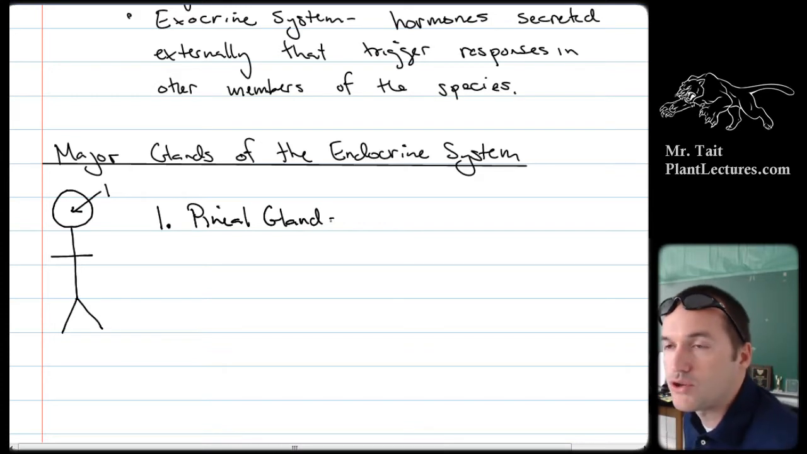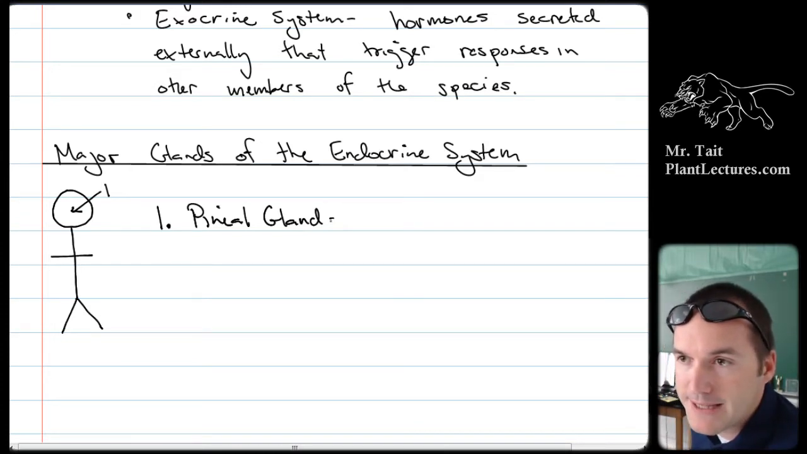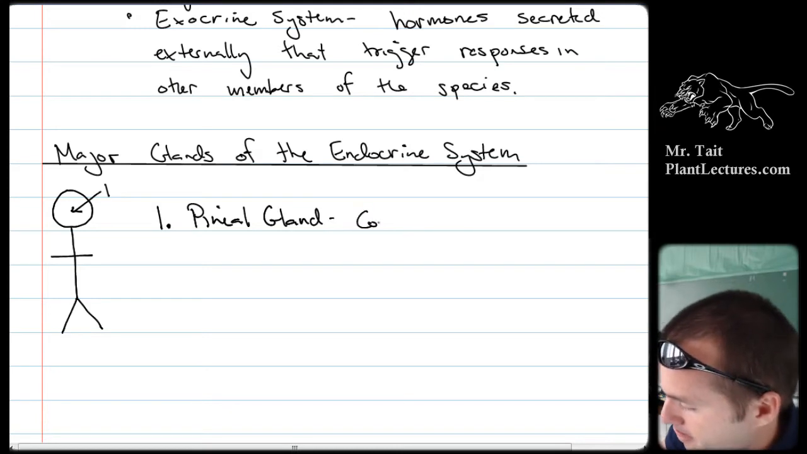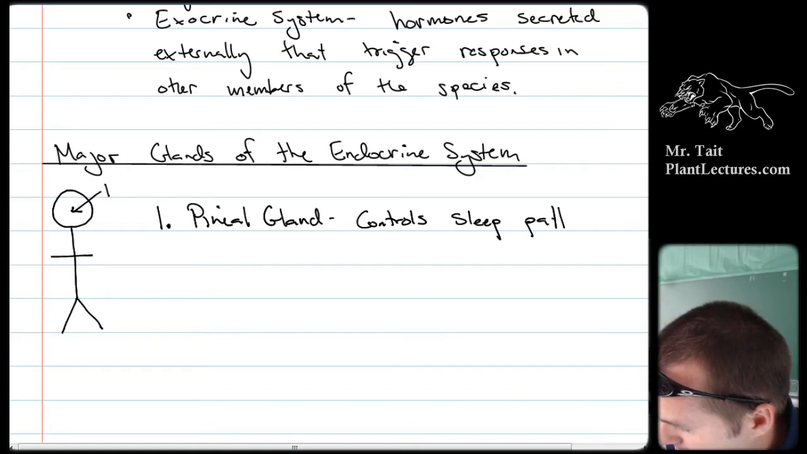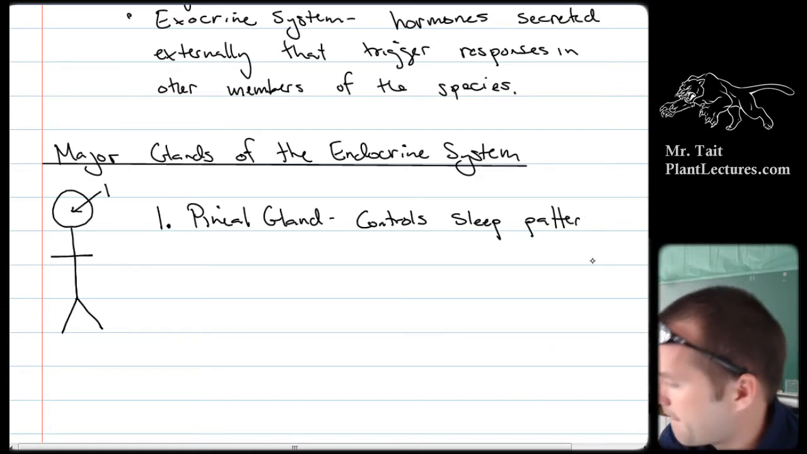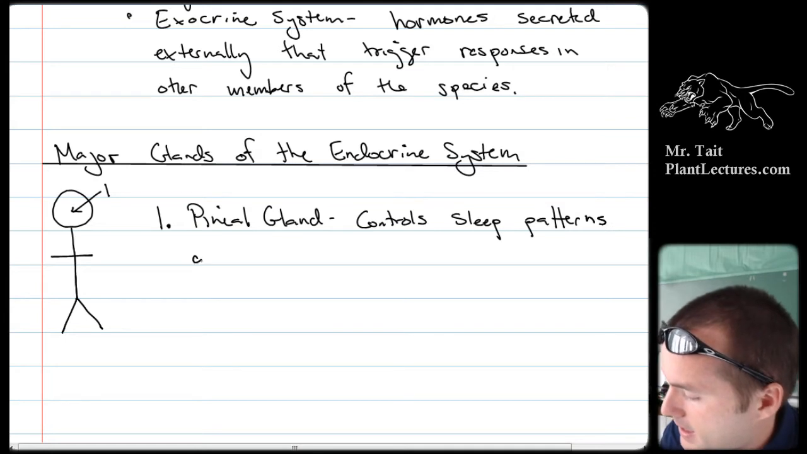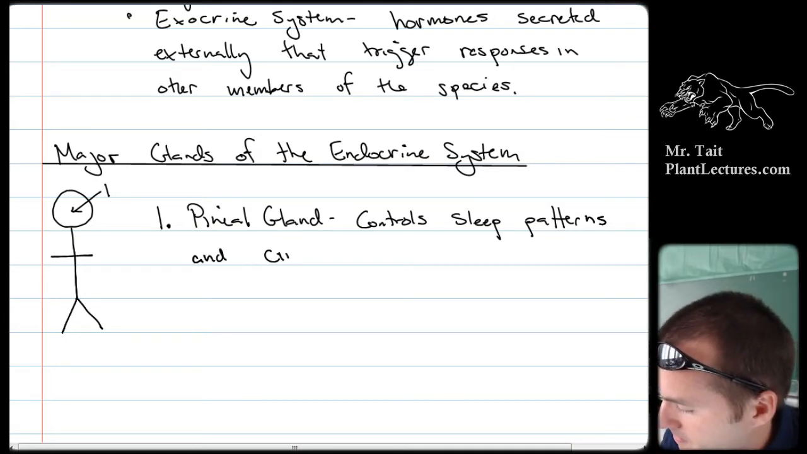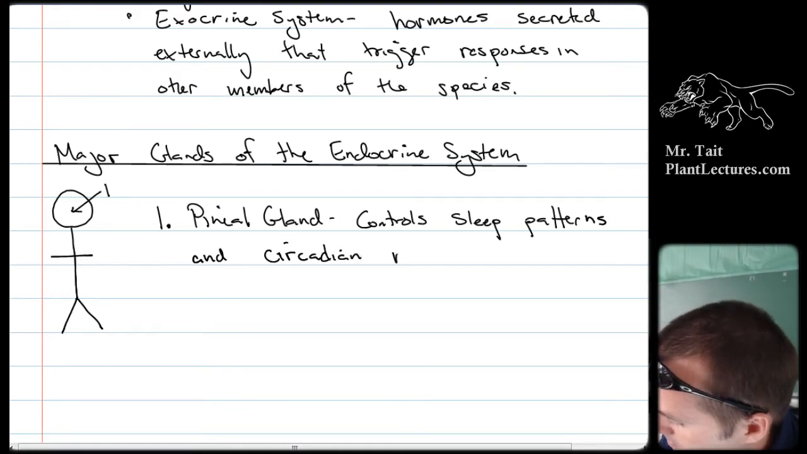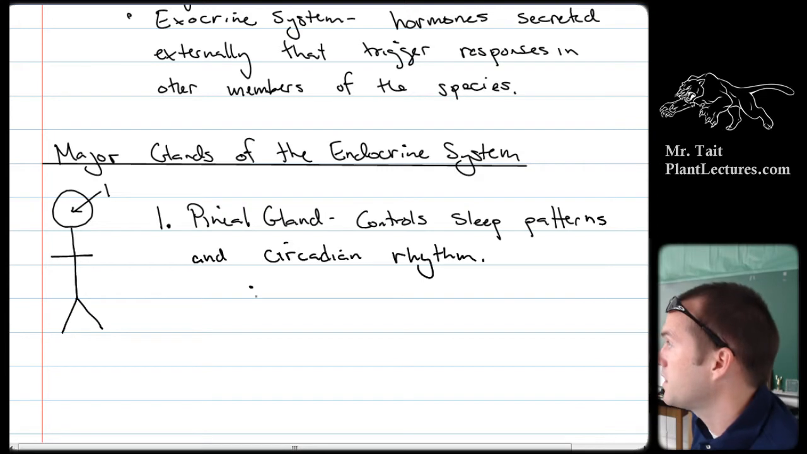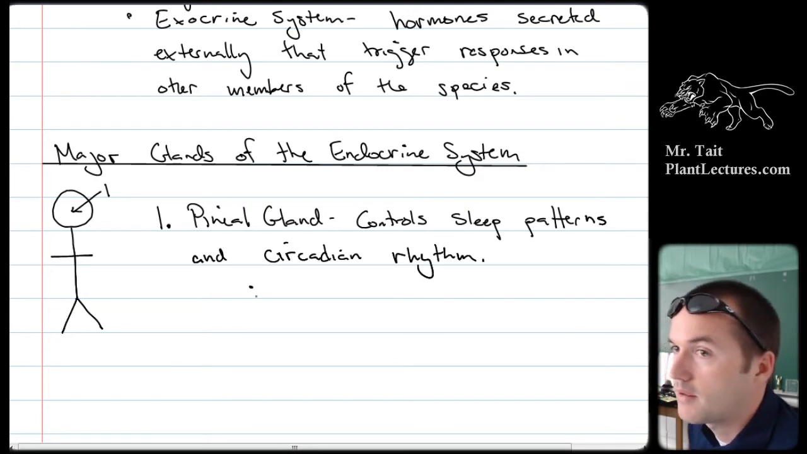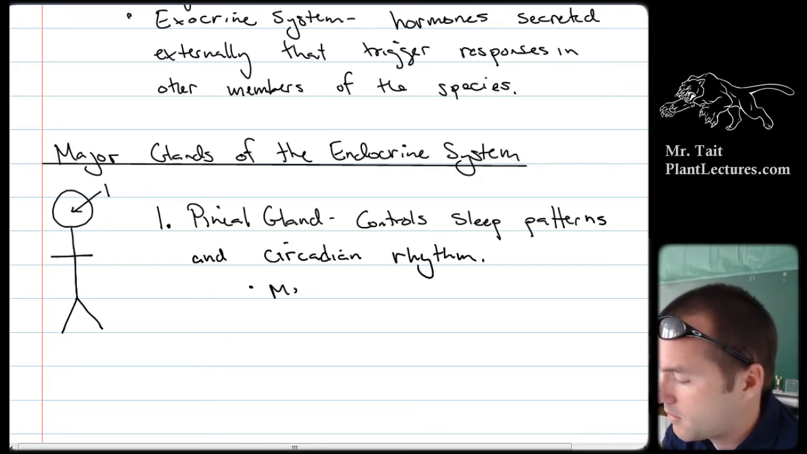Pineal gland's job is to control sleep and wakefulness and the circadian rhythm. Controls sleep patterns. And circadian rhythm. The most common hormone secreted by the pineal gland, anybody know what it's called? Controls sleep patterns? Melatonin.